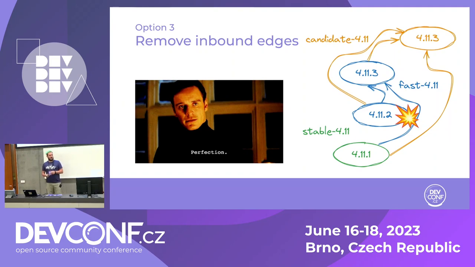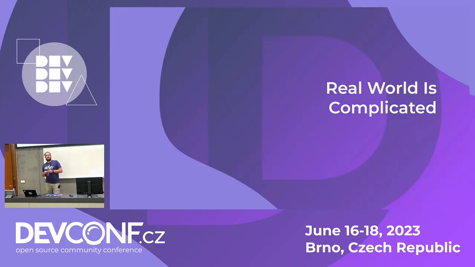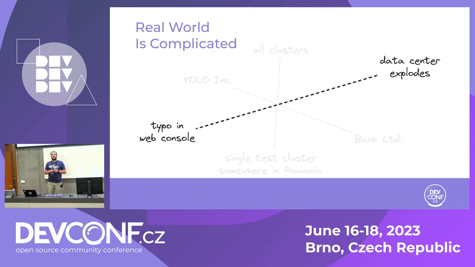for the new release. And the problem is more pronounced than we would like, because the real world is complicated. The bugs are not made the same way, right? We could have a typo in the web console, and nobody would really care. We wouldn't block the update edge for this reason. On the other side of the spectrum, if we make a data center explode, we would probably block the edge. And there's a lot of gray areas between these two.